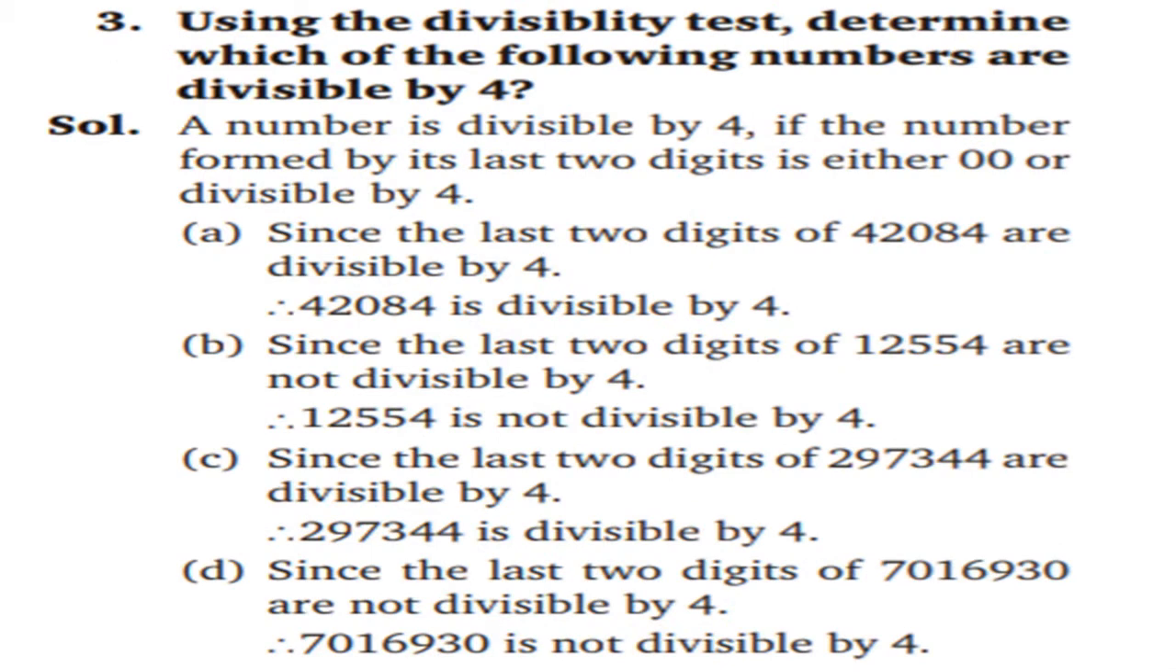Question 3, using the divisibility test determine which of the following numbers are divisible by 4. So a number is divisible by 4 if the number formed by its last two digits is either 00 or divisible by 4. So A part is 42084. So the last two digits are 84. So 84 is divisible by 4, therefore 42084 is divisible by 4. Now B part, 12554. So the last two digits are 54. So 54 is not divisible by 4, therefore 12554 is not divisible by 4. Similarly we will do C and D parts.